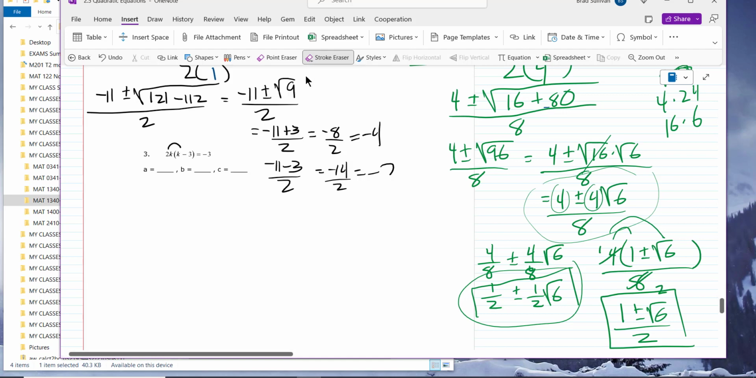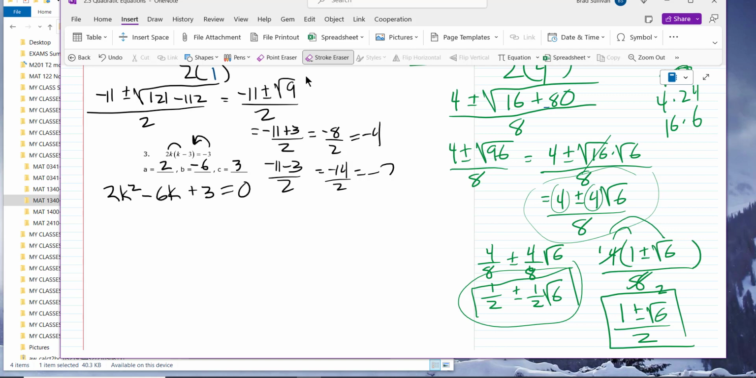Okay, this one, you have to distribute it first. So you would get 2k to the second minus 6k. You would have to slide the -3 to the other side. So you have to put it in standard form first. You had to do that. So a is 2, b is -6, and then c is 3.